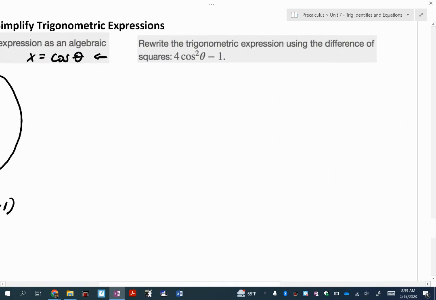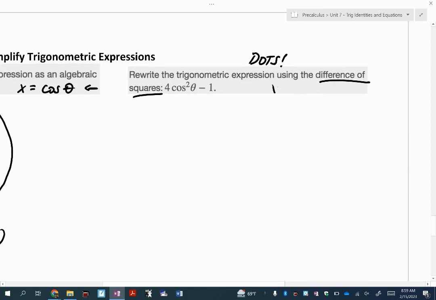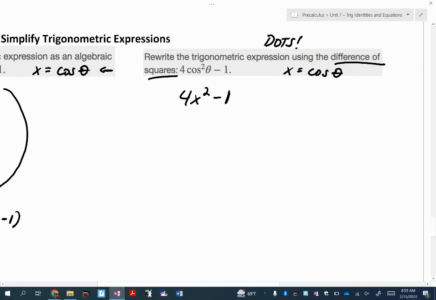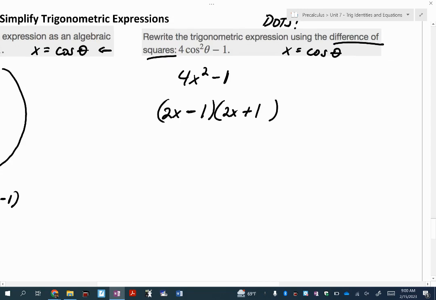Let's try this one. It's telling us to use the difference of two squares. As you guys know, I love to shout dots, right? The difference of two squares. So again, if I change the x to be cosine theta, I have 4x squared minus 1. If you remember how to factor this, you take the square root of both. The square root of 4 is 2, the square root of x squared is x, and the square root of 1 is just 1. Make one subtraction, make one addition, and you're done. But what I want you to practice is putting the trig back in. So 2 cosine of theta minus 1 times 2 cosine of theta plus 1.